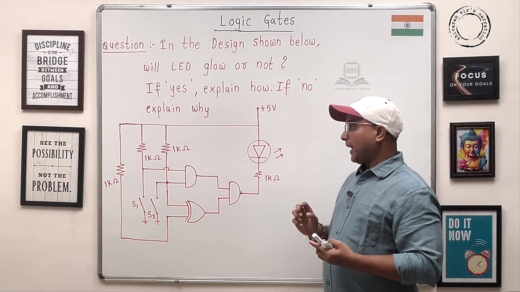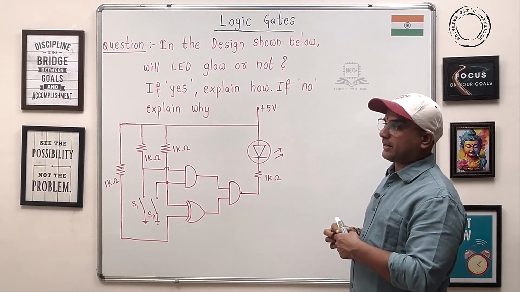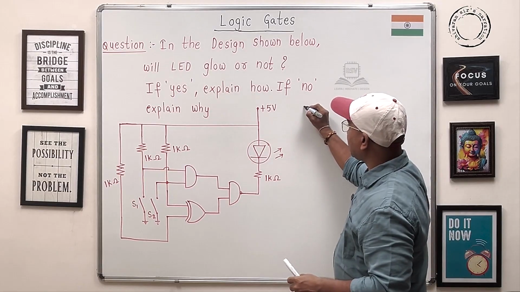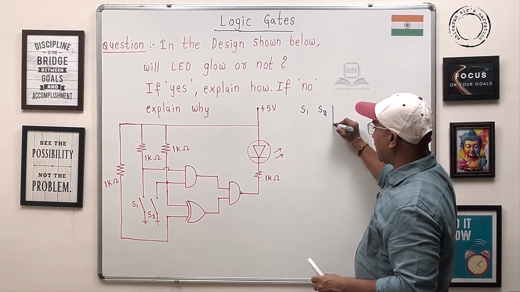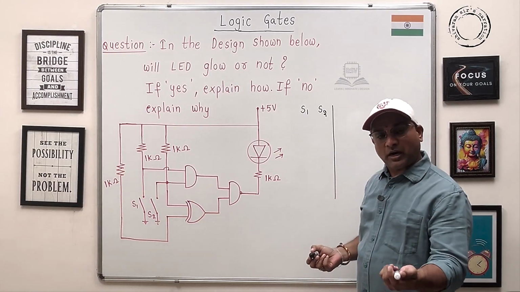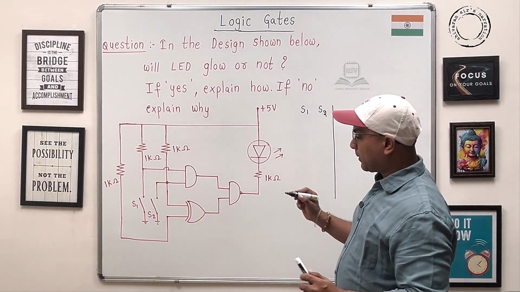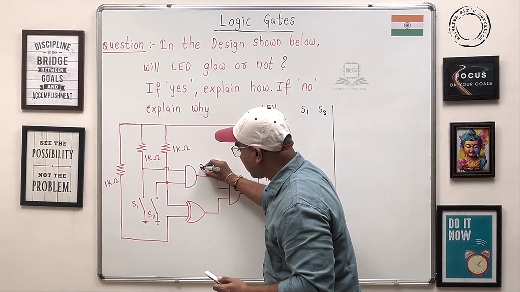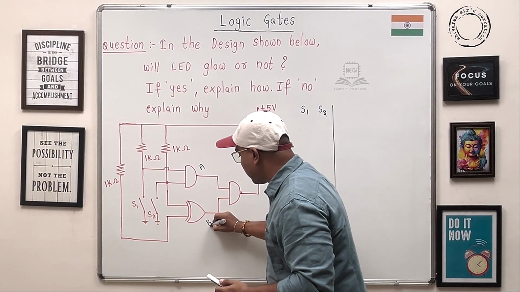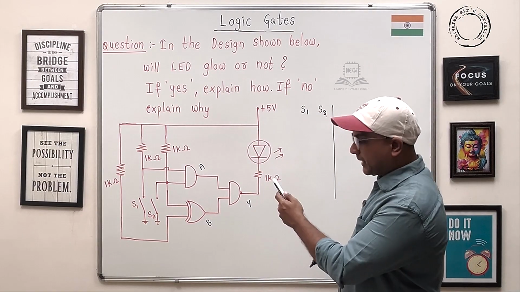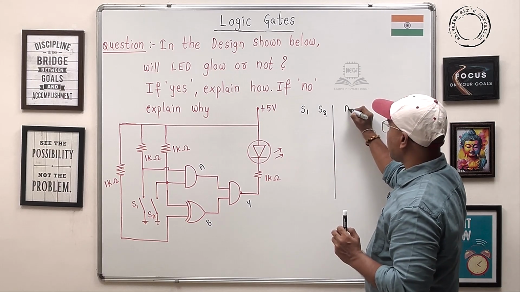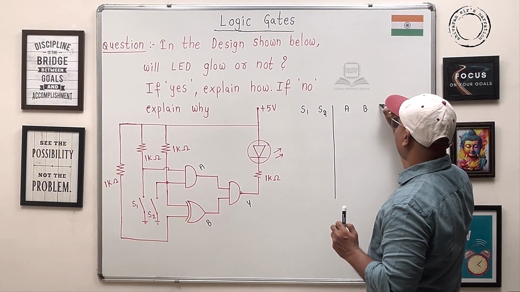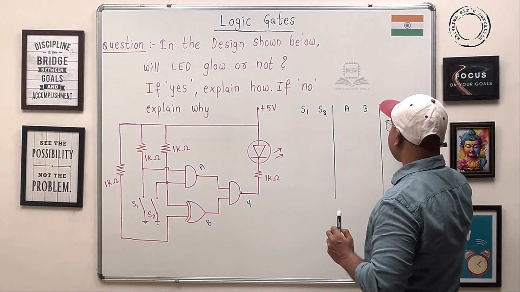Okay. Now, as per the switches, let's try. Let's consider S1, S2. The switches can be on or they could be off as well. And for better understanding, let's assume A, B, Y: the AND gate output, XOR gate output, NAND gate output. A, B, Y. Okay guys.